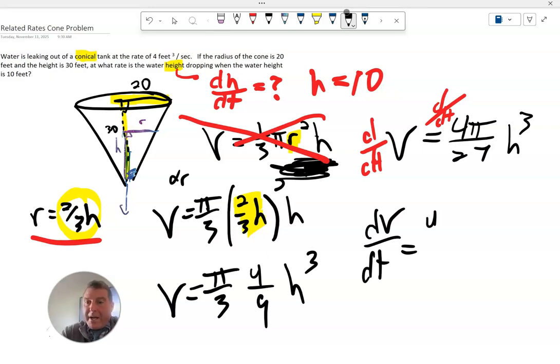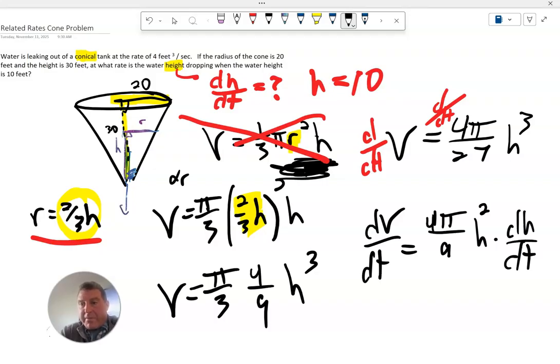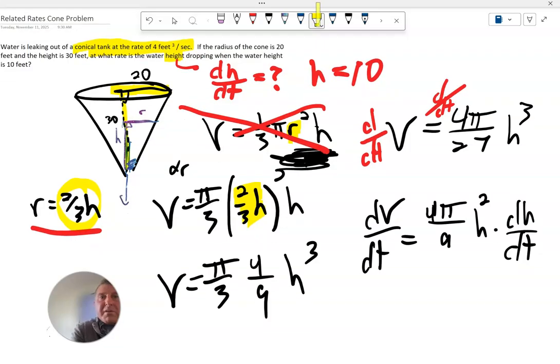So I get 4 pi over 9 when the 3 comes down in front, times h squared by the power rule, times dh dt by the chain rule, because remember I'm differentiating with respect to t, time, and h ain't a t. Okay? Now I have a much easier related rates equation for which dV dt, that's the rate of change of the volume, I know what that is. Okay, my last step when I plug and chug, oops, it says water is leaking out of a conical tank at this rate, 4 cubic feet per second. So what that means is that dV dt is not 4 but negative 4 because it's decreasing at that rate.